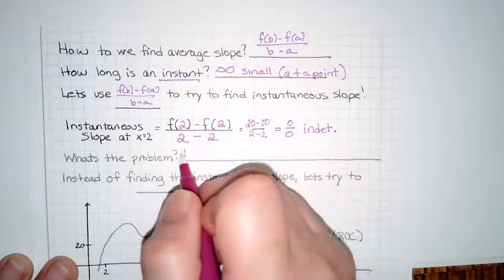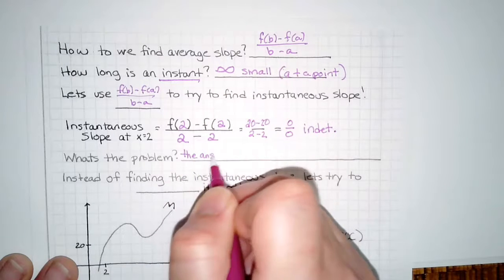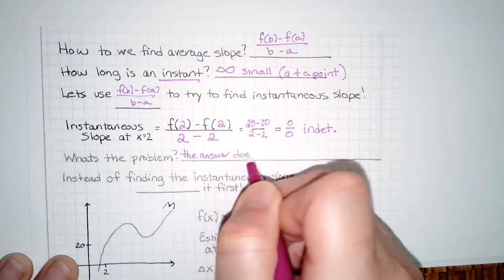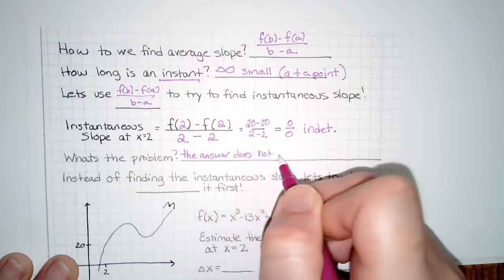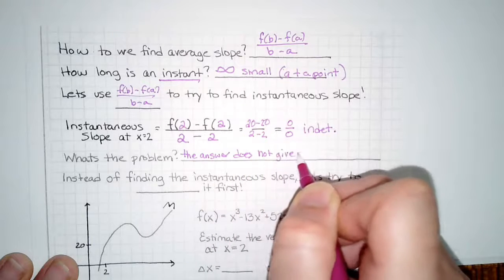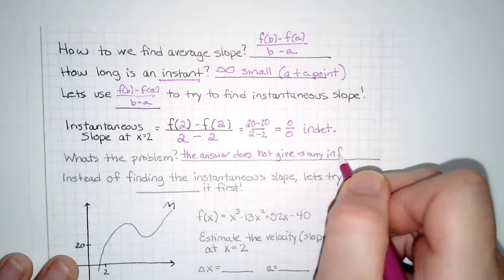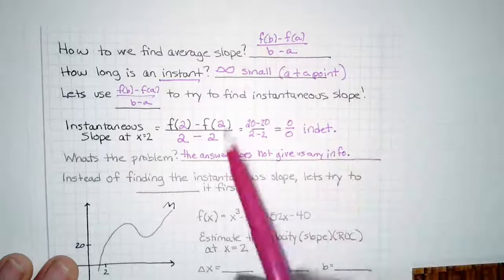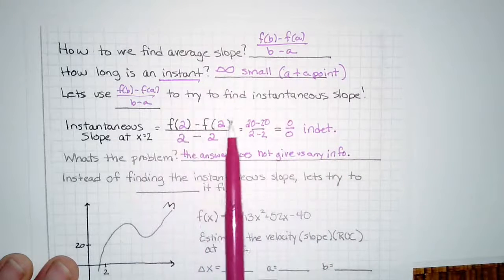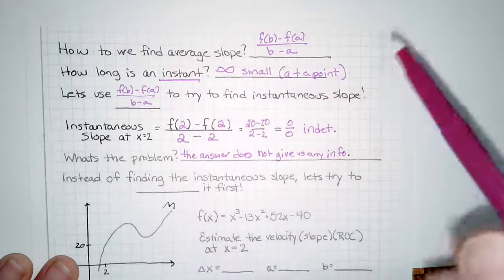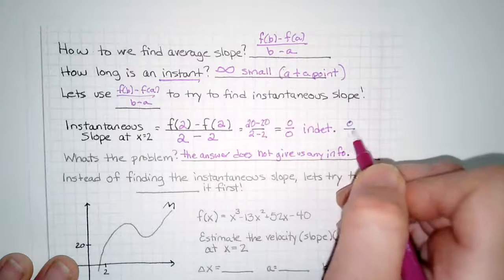Well, what's the problem? The answer does not give any info. Indeterminate means we don't know what's going on. So using 1 point in the f(b) minus f(a) formula, in the average slope formula, even in y2 minus y1, it would be the same thing. It would be 0 over 0. Doesn't give me an answer.